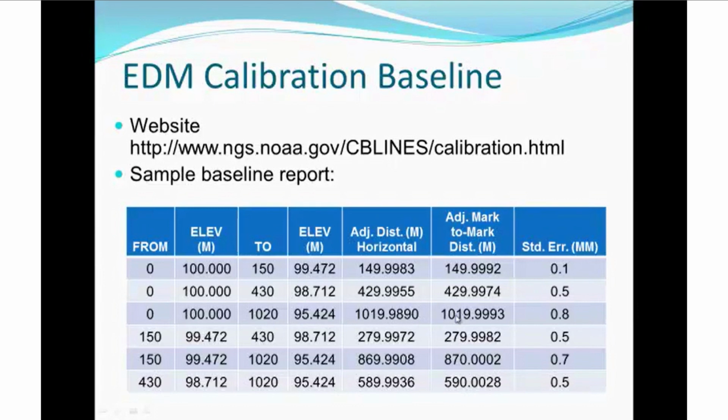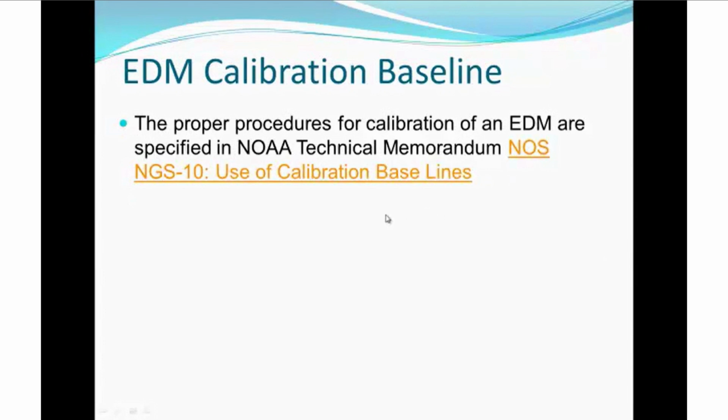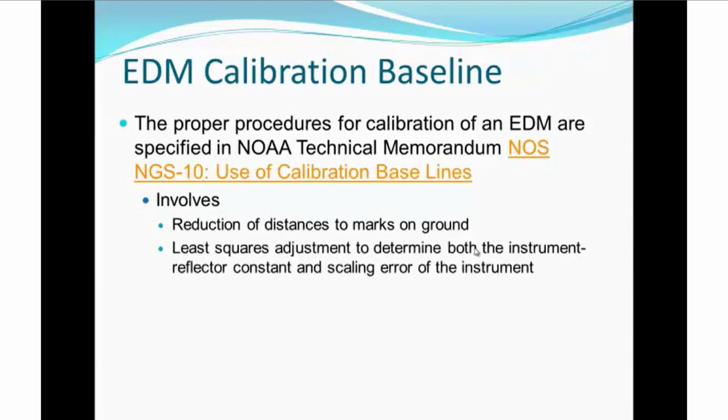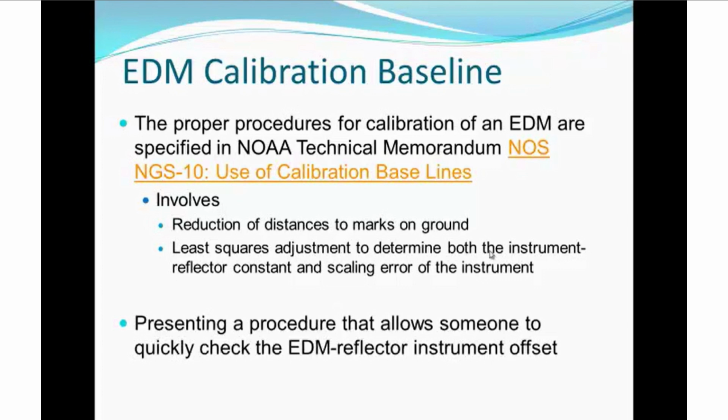Now to use this, you actually have to follow what's in the NGS manual number 10, which is the use of calibration baselines. Unfortunately, this requires a reduction of distances to marks on the ground, which means we need mark-to-mark distances. It also requires a least squares adjustment, but it will determine both the instrument reflector constant and the scaling error of the instrument. So it has that advantage. It'll get both things from your instrument.